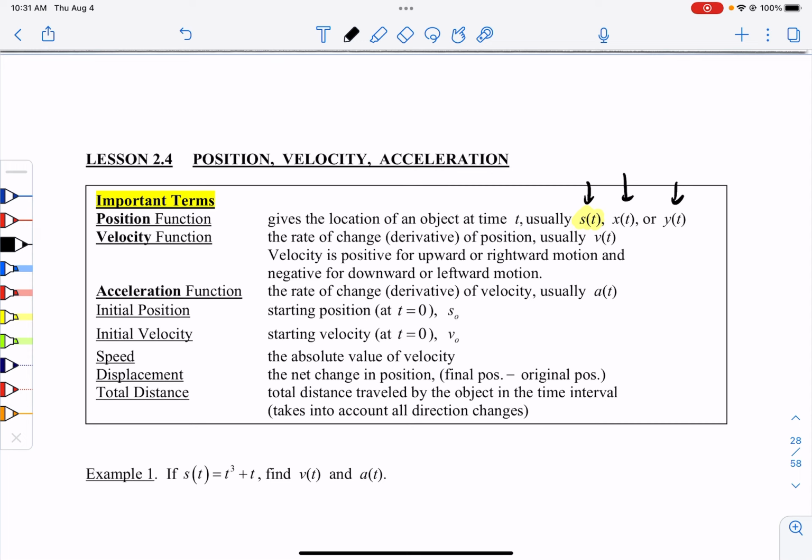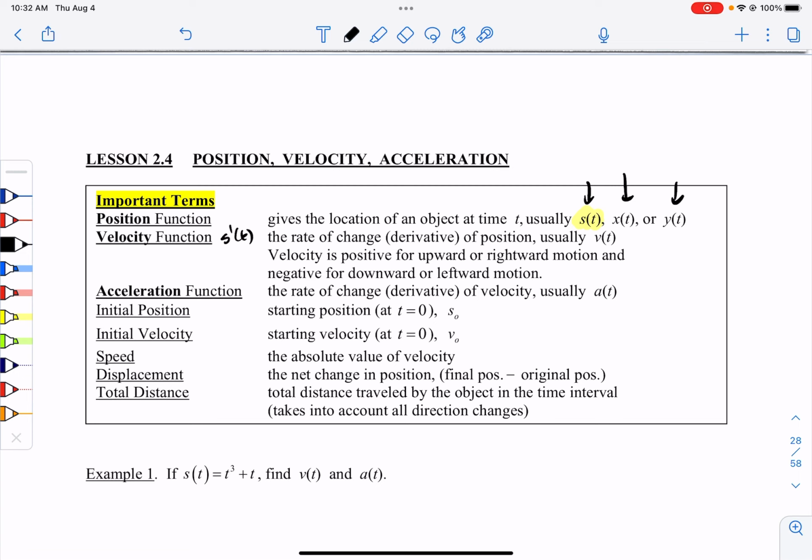Okay, velocity function is the rate of change of the position. And we find that by taking the derivative of position, right? Because rate of change means derivative. So velocity is actually my position derivative. So velocity is actually s prime of t. Kind of cool. Now, something about velocity to keep in mind.